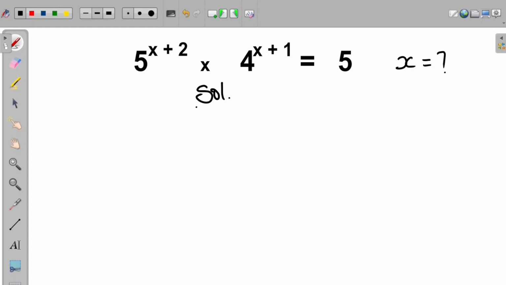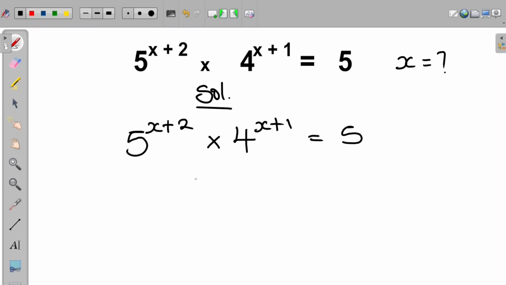Now, this is a technical question because we do not have the same base at the left-hand side. So we have to manipulate the left-hand side so that either we have the same base or we have the same index. So we have it that the question was given 5 raised to the power of x plus 2 multiplied by 4 raised to the power of x plus 1 equal to 5.